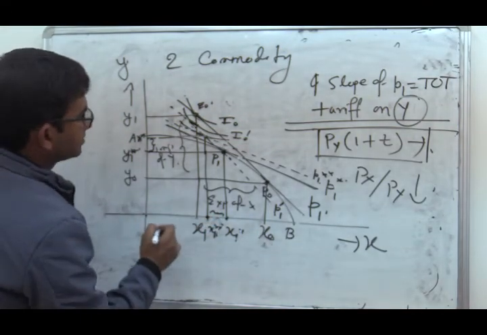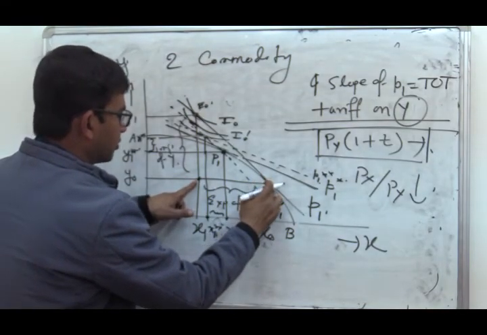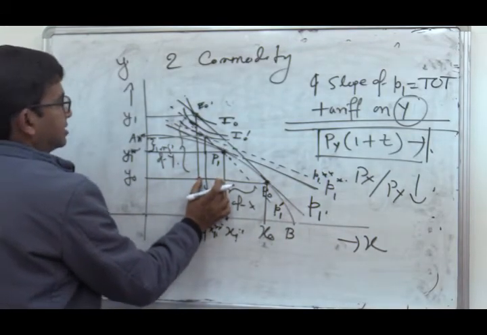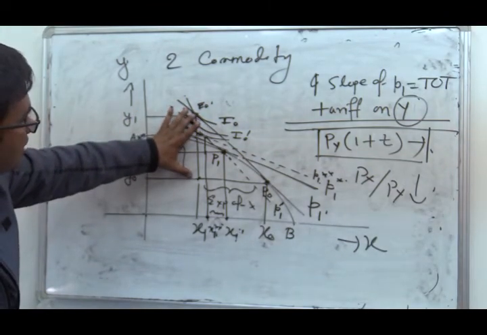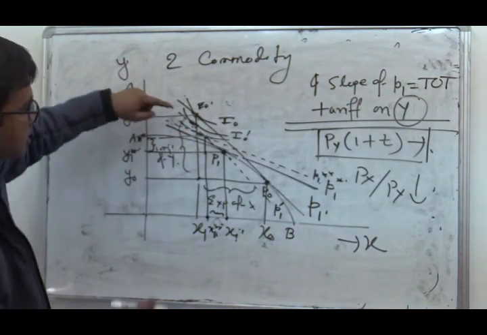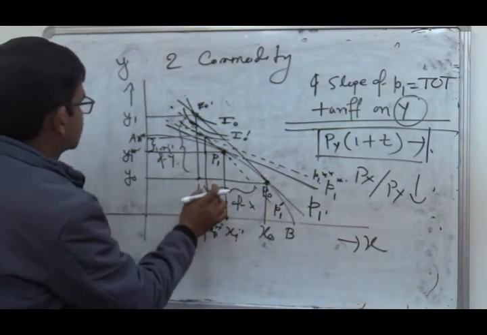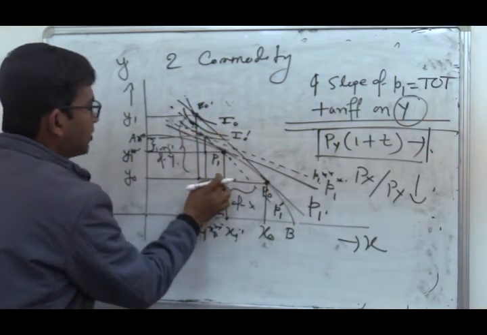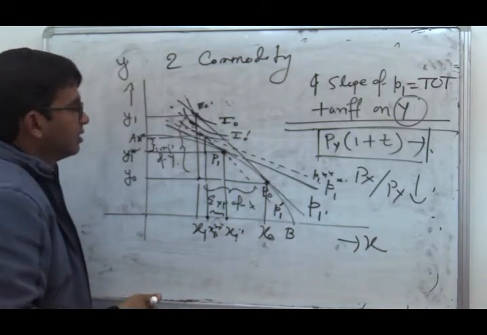So initially, if we consider the trade triangle, this was the volume of export of X. Now this becomes the volume of export of X. And before imposition of tariff, this was the volume of the import of Y. Now this is the volume of import of Y. So what we see? The volume of import shrinks, and the volume of export also shrinks. So this is the trade effect of tariff.